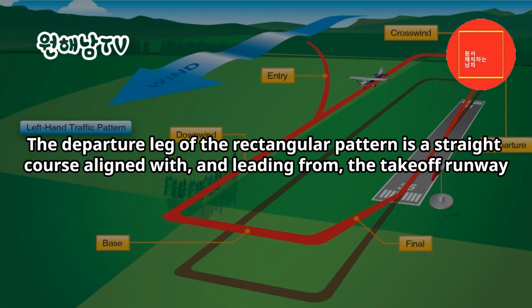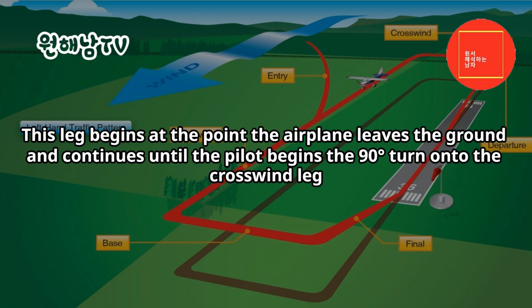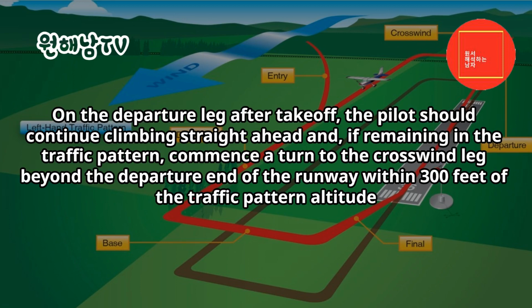The departure leg of the rectangular pattern is a straight course aligned with, and leading from, the takeoff runway. This leg begins at the point the airplane leaves the ground and continues until the pilot begins the 90 degree turn onto the crosswind leg. On the departure leg after takeoff, the pilot should continue climbing straight ahead and, if remaining in the traffic pattern, commence a turn to the crosswind leg beyond the departure end of the runway within 300 feet of the traffic pattern altitude.